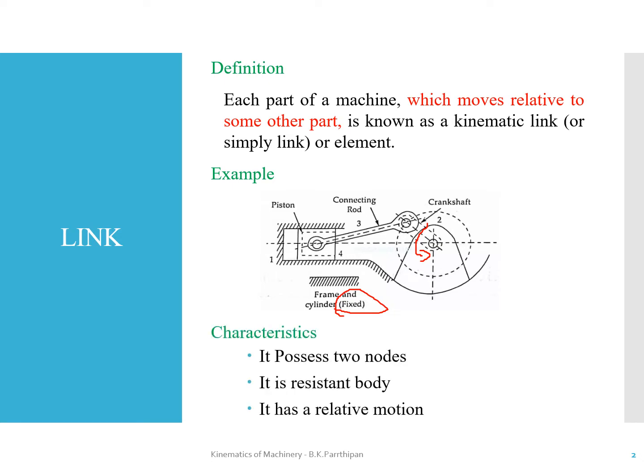Now the link has the following characteristics. First one, it must have two nodes. It is a resistant body. That is the very important thing. It does not undergo any deformation while transmitting the motion. So it should be a good resistant body and it has a relative motion. The purpose is we need to transmit a motion.